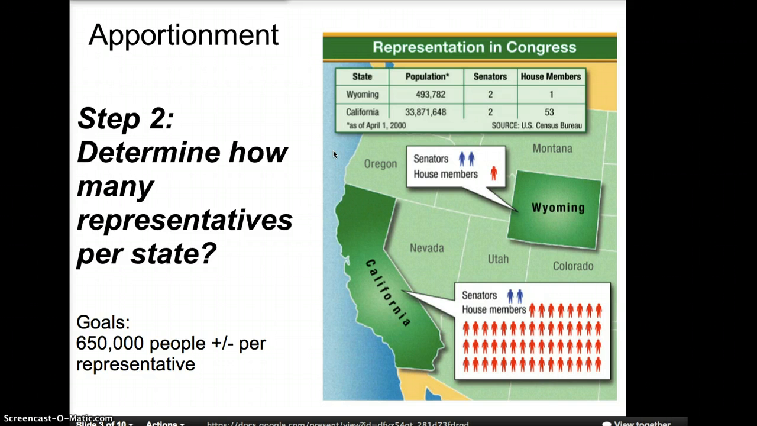And so we have to do our math. You count how many people, you divide them by approximately 650,000, and it determines the number of representatives that you receive. Please make sure that you've noted that step 2 is to determine how many representatives each state receives of the 435.